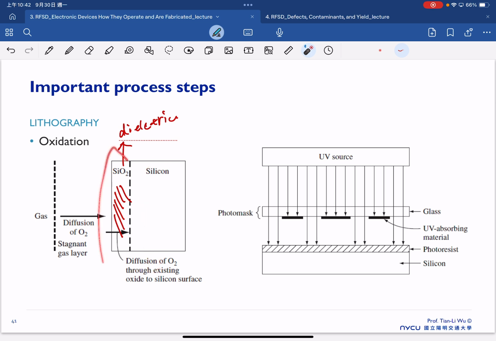In the end, that forms silicon dioxide. Another one is, for example, lithography. Lithography means that we have a certain UV source, and this is a UV absorbing material, and this is a PR. Because of the photo mask here, the UV light can only penetrate in this region, and the UV light penetrating this region will influence the PR characteristic. Once the PR characteristic has been influenced, we can easily remove the PR in this specific region.